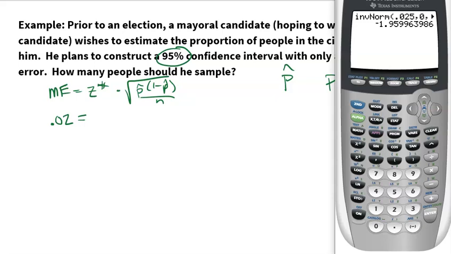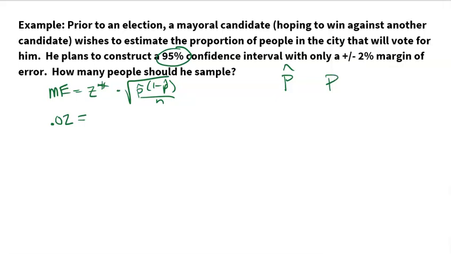Now you actually ignore the negative because remember the margin of error is plus or minus. So when you use it in the formula, you just use the positive value, 1.96. Now, what do I use for P hat? Well, again, he hasn't even taken a sample yet, so he has no idea what P hat is. So this is where we just put 0.5, and 1 minus 0.5 is also 0.5. And now we're going to solve for N.